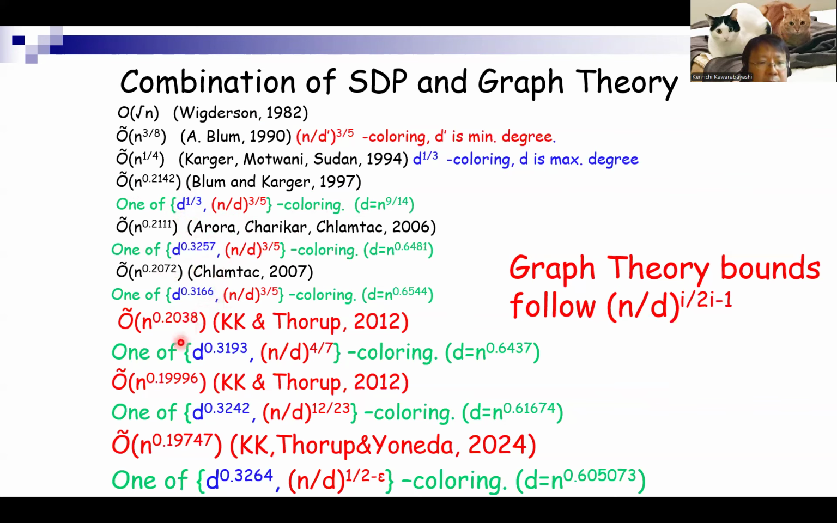Now we make progress. So Mikkel and I actually make progress from this to n over d to the 4/7, and then n over d to the 12/23. And this makes the progress in this paper, from here to here.